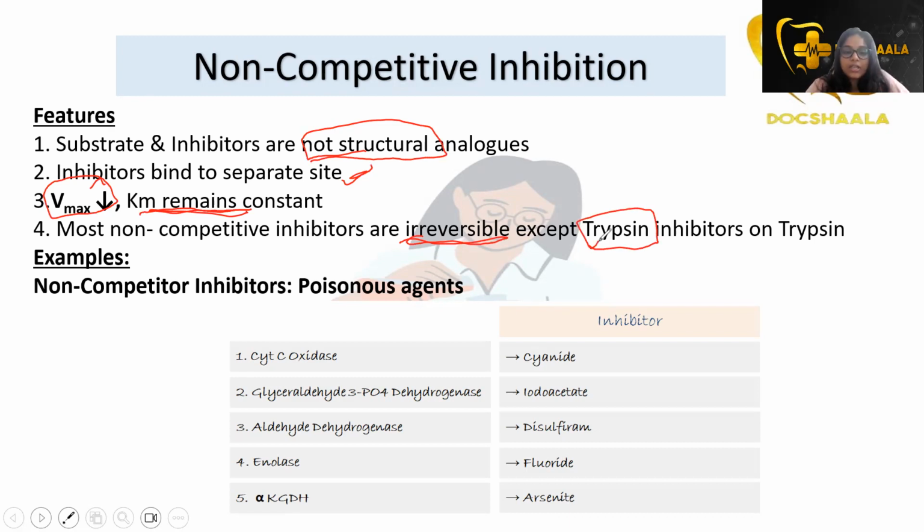Examples include poisonous agents, for example the ones given here: cytochrome C oxidase with cyanide, glyceraldehyde 3-phosphate dehydrogenase with iodoacetate, aldehyde dehydrogenase with disulfiram, enolase with fluoride, and alpha KGDH with arsenate.